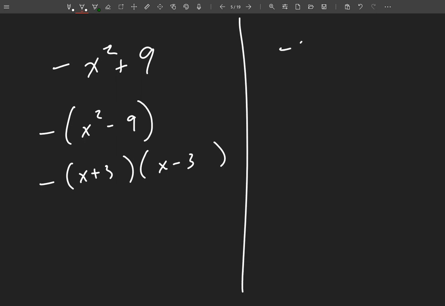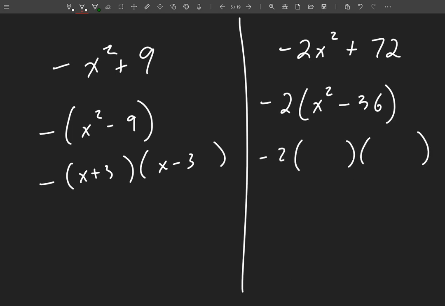Same thing with something like this: negative 2x squared plus 72. All right. Again, when you have a negative number out front, or a number, or anything out front, pull it out first. If you divide 72 by negative 2, you get negative 36. Now, a lot of times you can just stop there, but in this case, you're going to recognize, hey, I know what this looks like. It's an x squared minus a perfect square. Therefore, I have x plus 6 and x minus 6.